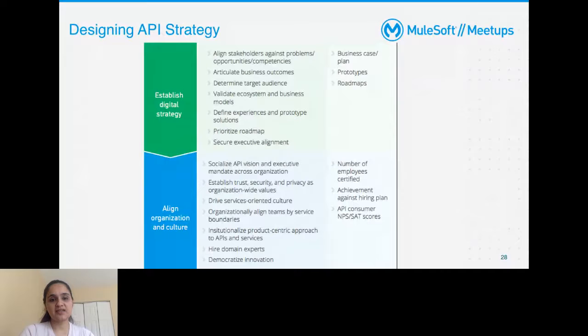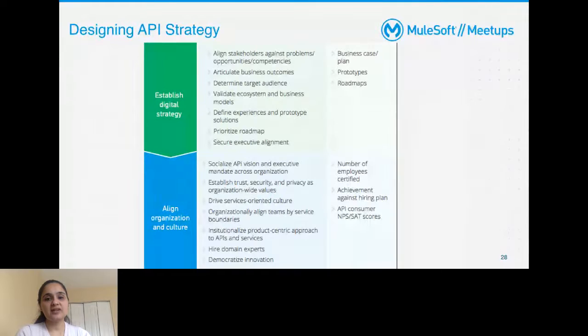The first one is establishing the digital strategy. To design the API strategy, first the digital strategy should be established. What are the main steps you need to follow in establishing the digital strategy? First, the alignment of stakeholders against the opportunities, competencies, and the problems. Alignment of the stakeholders means the IT and the business stakeholders should be aligned.